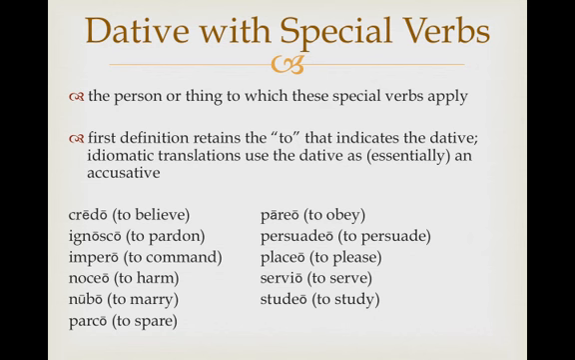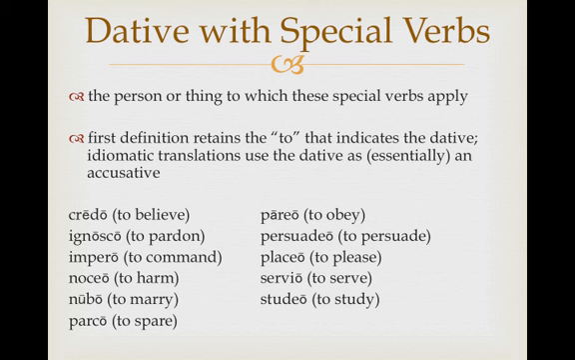Okay? All right, so the next special dative that you need to learn is dative with the special verbs. This is essentially where instead of these verbs taking an accusative, they're going to take this dative. That's why the technical definition is that the dative is the person or the thing to which these special verbs apply. And they take the dative because the first definition retains the quote unquote to that indicates the dative. And you'll see this when we go over the vocab words for these.